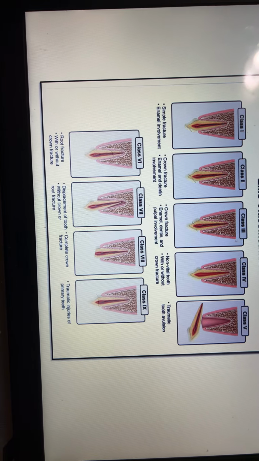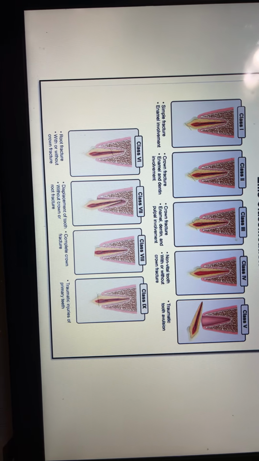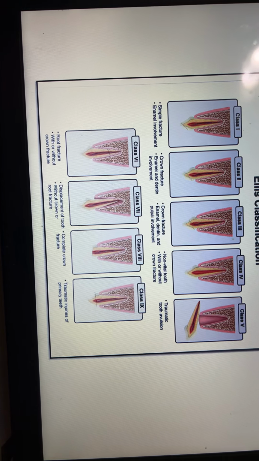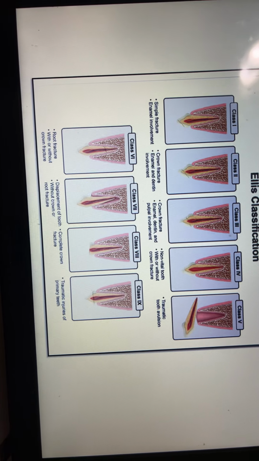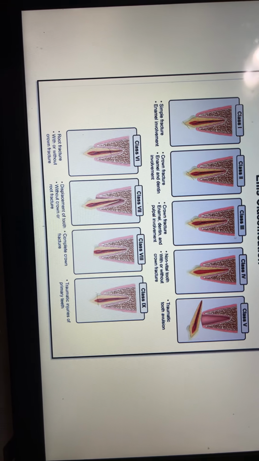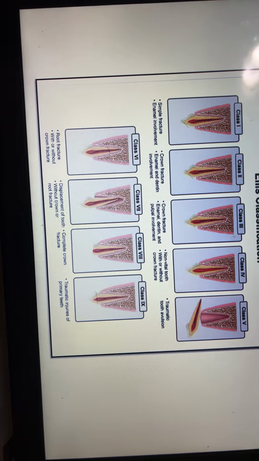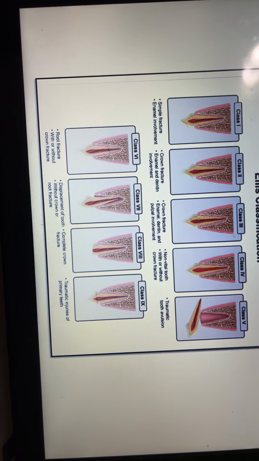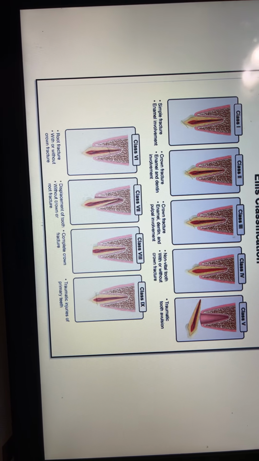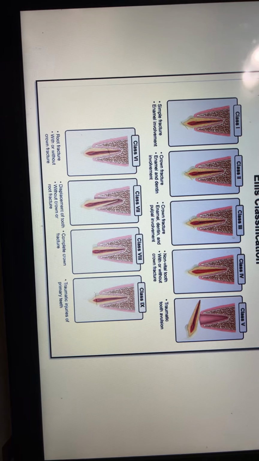And the 7th one is displacement of the tooth without crown or root fracture. The tooth is displaced, it's not avulsed, it's just displaced. And then we have 8, that is complete crown fracture. And the last one, the 9th, is traumatic injuries of primary teeth.